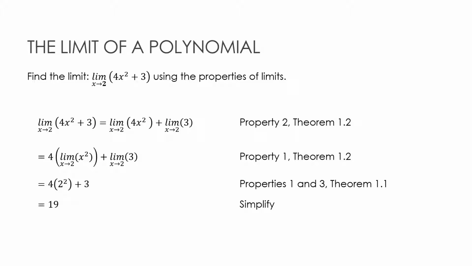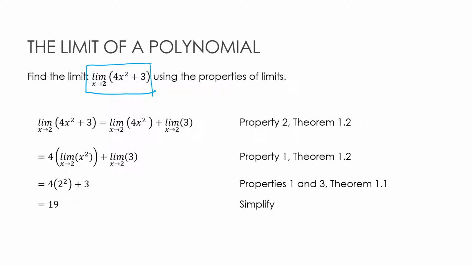So here's an example of how we might use some of these properties when finding a limit. Notice here I'm trying to find the limit as x approaches 2 of 4x squared plus 3. And yes, I could just take the 2, plug it directly in, and that is what I would do typically in this situation. But I'm going to go ahead and do it sort of the long way so you can see how it breaks down.